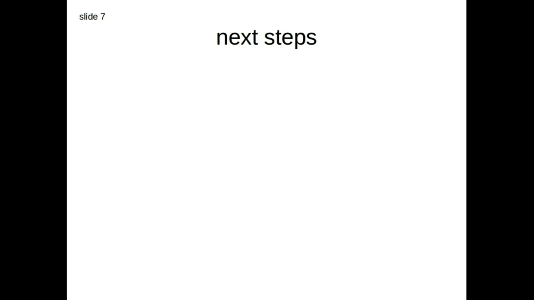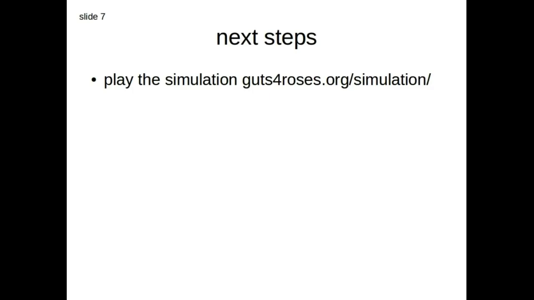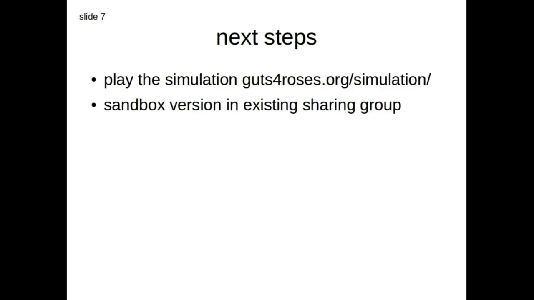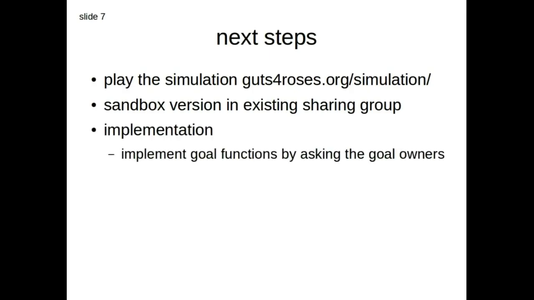I want to end with the next steps. I already constructed a simulation that we can play. It is a board game that shows you how the search and share algorithm works. The next step is to find an existing sharing group where we can test a sandbox version. Then we can start the implementation of search and share. And we will start by implementing goal functions just by asking the goal owners. So if somebody submitted the goal, we can ask, has your goal been achieved or not? So we don't make all kinds of calculations, we just ask the person.